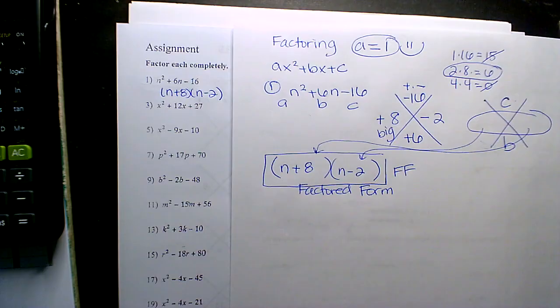So, are you required to do magic x? Not at all. Could you do it in your head? Yes. You can easily say negative 16, what two numbers multiply to negative 16, but add up or subtract to positive 6, 2 and 8.